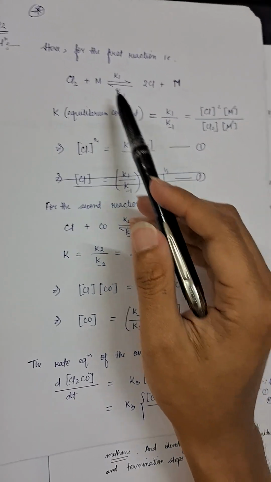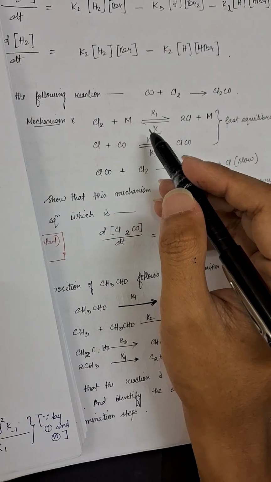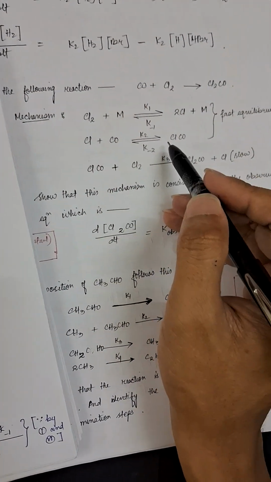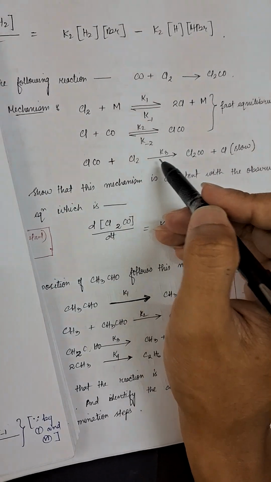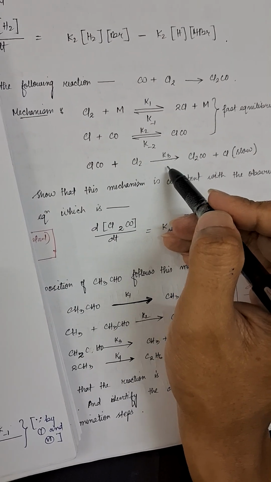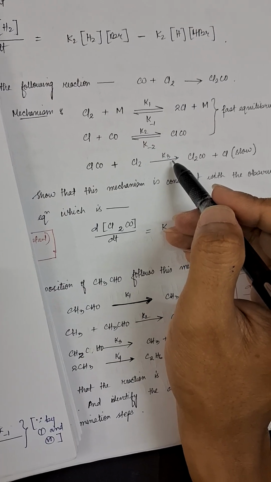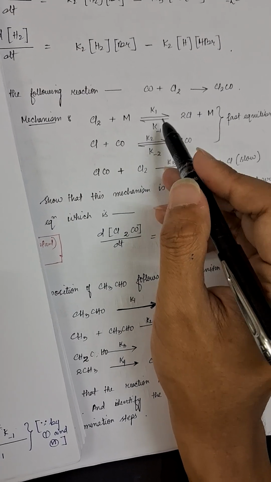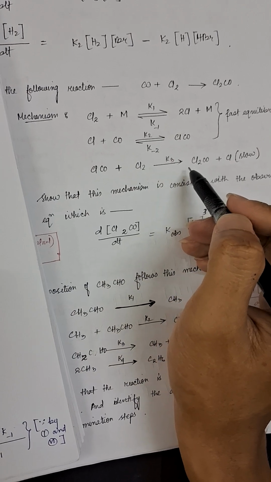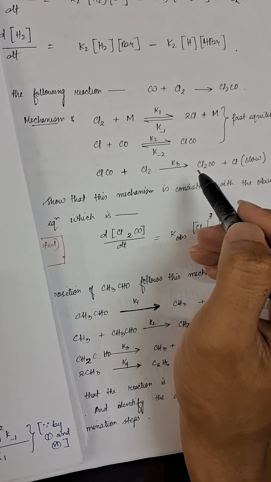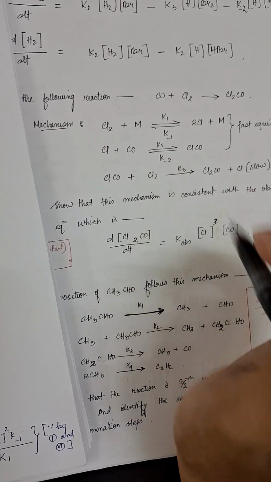See, in this reaction I can apply equilibrium. This reaction I can apply equilibrium, but in this one I cannot apply equilibrium, because there is no reverse reaction here. There is no k minus 3, only k3 is here. Here I have k2, k minus 2, k1, k minus 1. Here there is no reverse reaction, so I cannot use the equilibrium constant formula here, but I can use it in the first and second reactions.